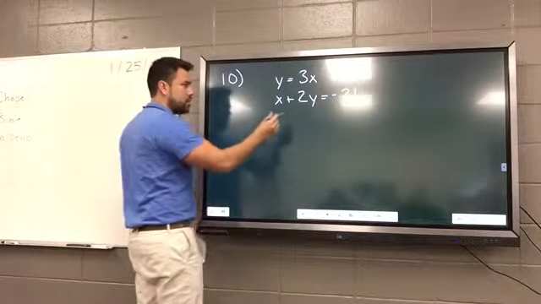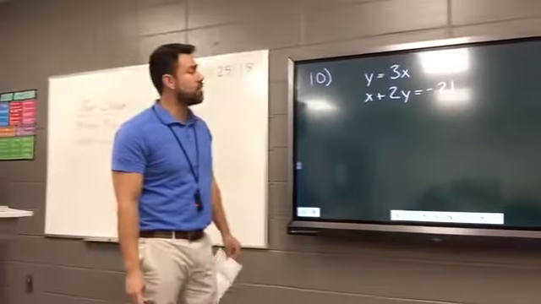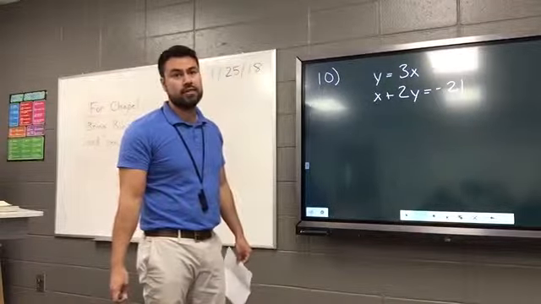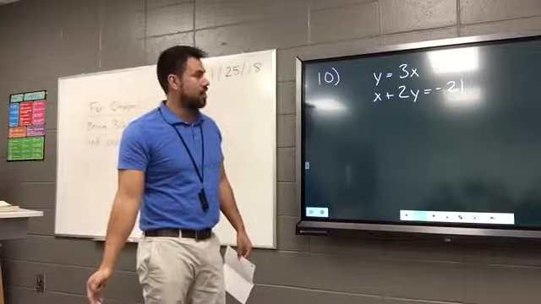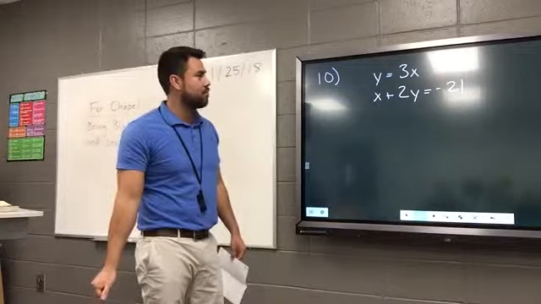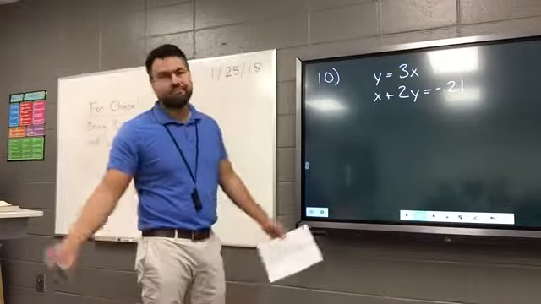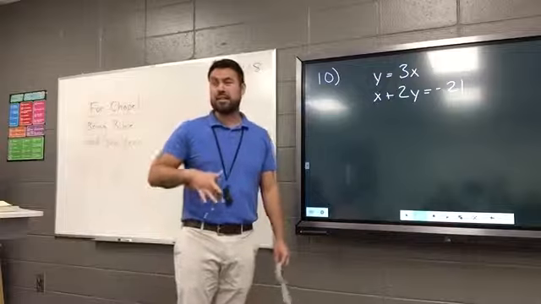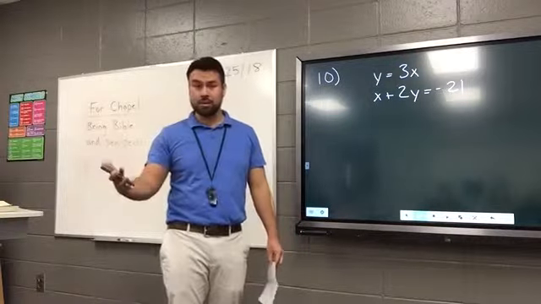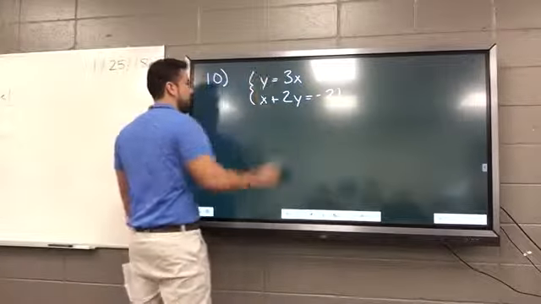By the way, your y-intercept would be negative 21 over 2, which is negative 10 and a half. And then your slope would be 1/2. It's not impossible, but man, that's not easy to graph. So there's got to be a better method, and it's substitution.